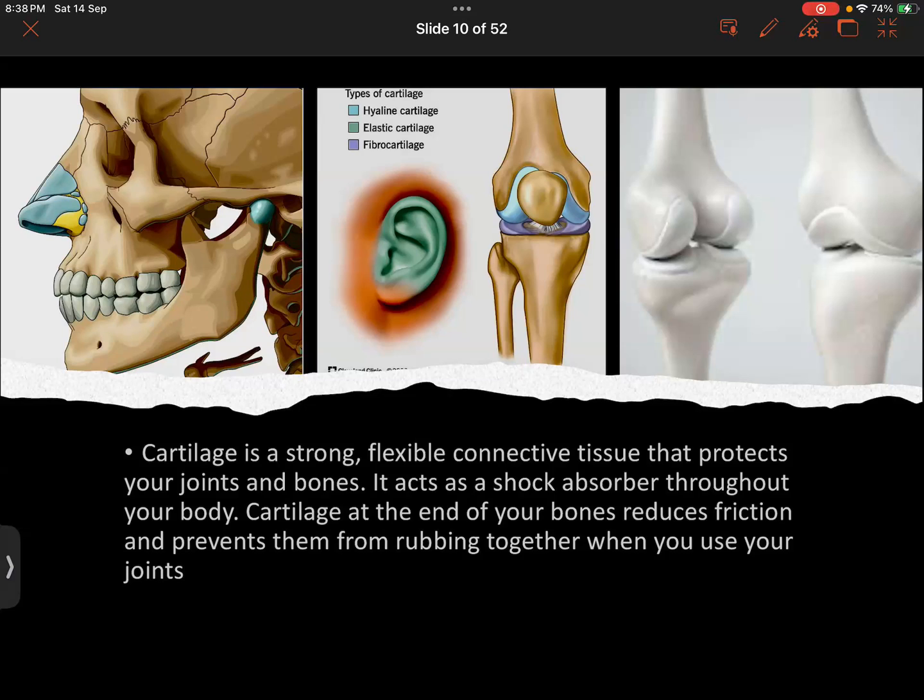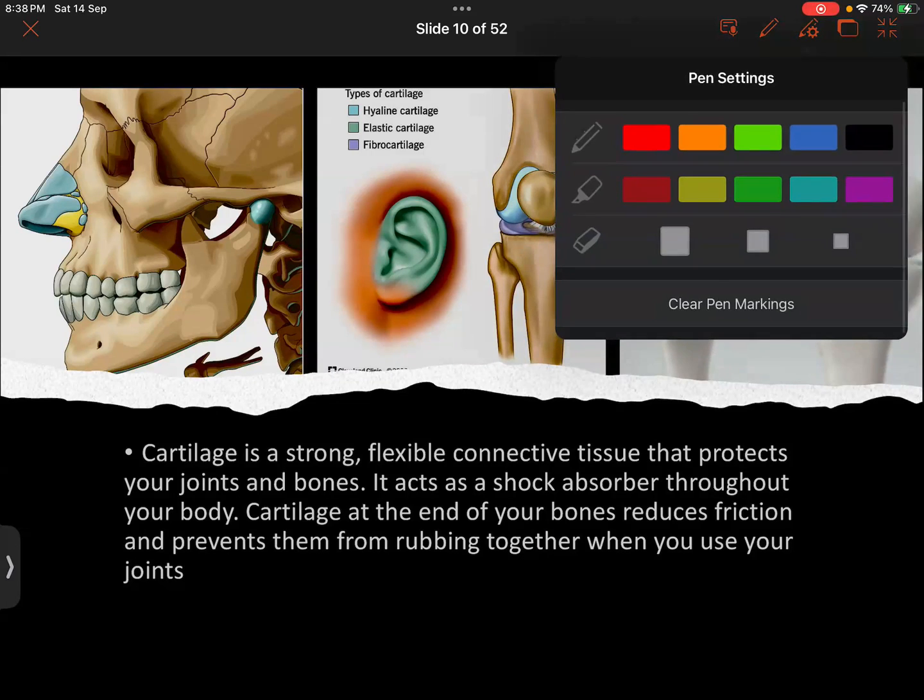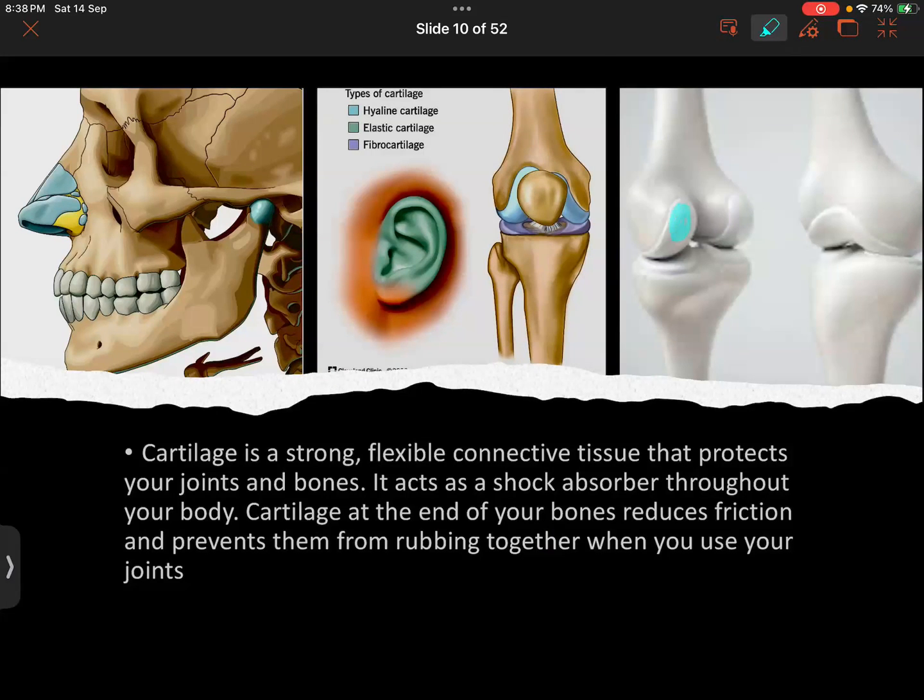Getting it, guys? So cartilage is a strong, flexible connective tissue that protects your joints and bones and it also acts as a shock absorber throughout your body. Cartilage at the end of your bones reduces friction and prevents them from rubbing together when you use your joints. So as you guys can see here, let me just highlight this part. Yeah, this part over here. This is the cartilage, and see how it is present at the ending of the bones. So it will be preventing our bones from wear and tear.